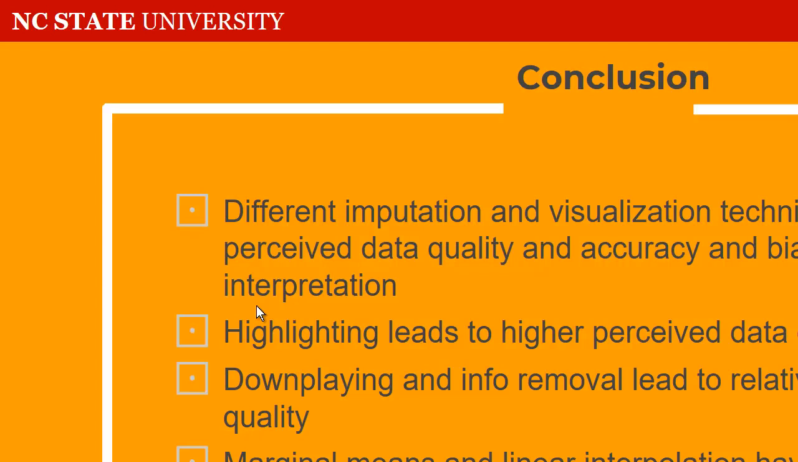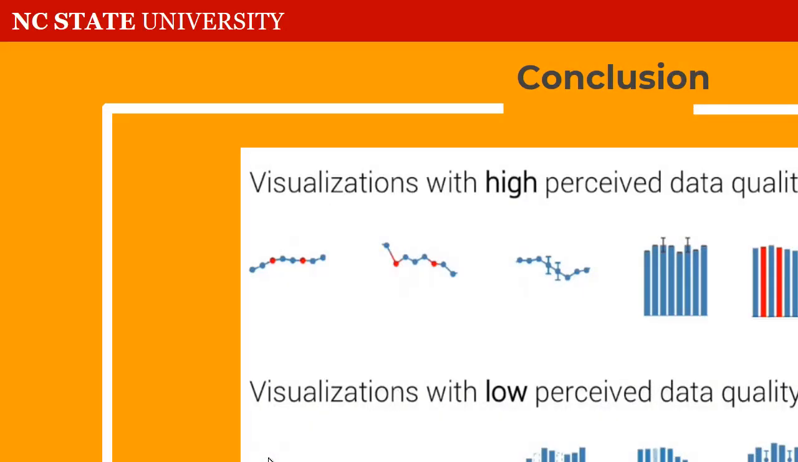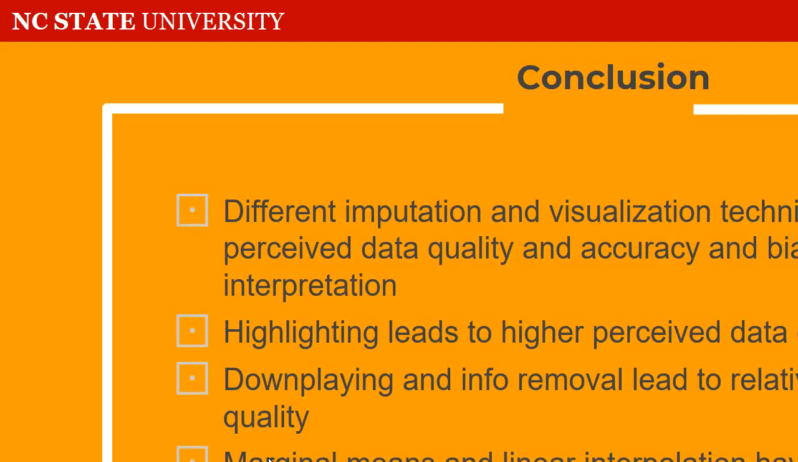Among the imputation techniques, we can say that the marginal means and linear interpolation have higher data quality, and the zero filling has lower data quality. And there was a perception of, right? Excuse me? It's perception. It's not leading to lower data quality. It's leading to the perception of lower data quality, right? Yeah, you think that the audience believes. Yeah, no, the users might.